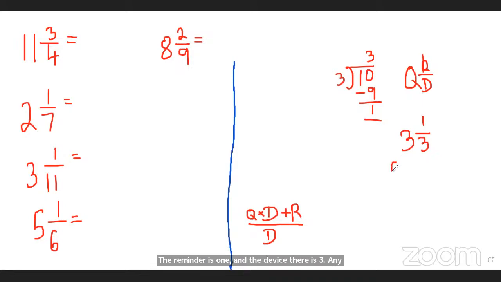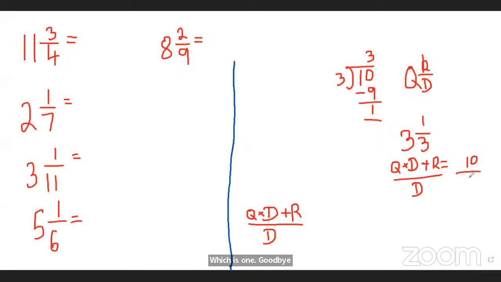Okay. Now you have to multiply quotient times divisor. Did you get that? Yes. Okay. What is quotient times divisor? Quotient times divisor is going to be 9. Very good. Plus the remainder. Plus 1, which is 1. Divided by how much? 3. 10. So the divisor you have to always write.